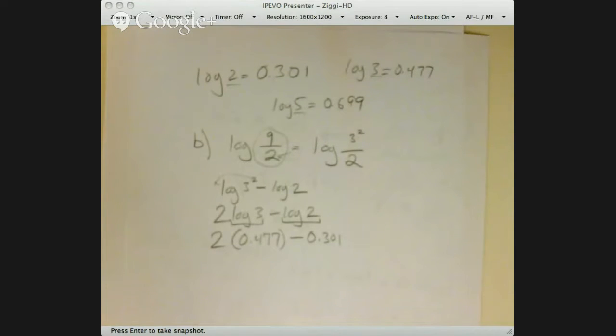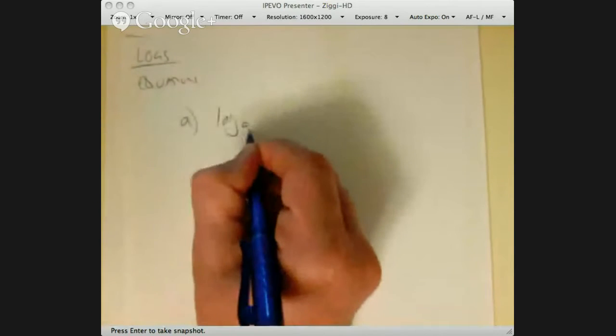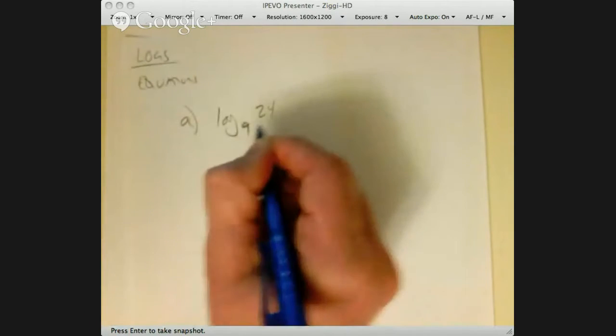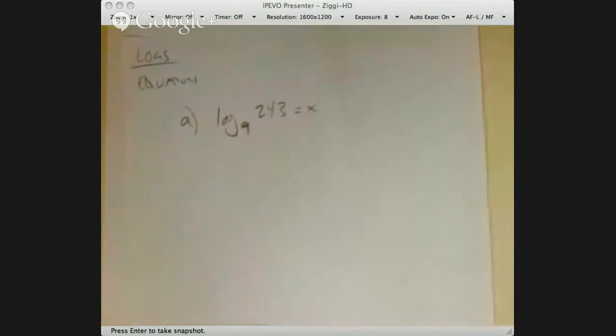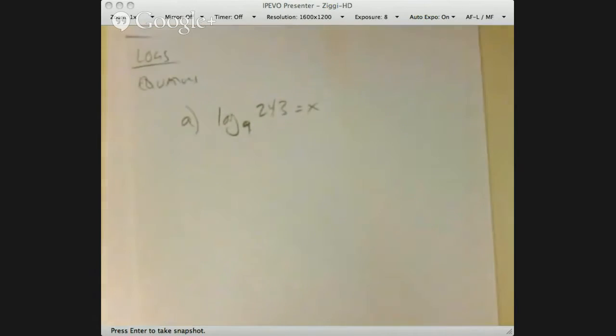What I am going to do now, though, is to get each of these different things for 21 and start talking about how to use logs to solve equations. And I think in the case of this, doing A and maybe C would be good problems to think about a little bit. In the case of A, we've got log base 9 of 243 is equal to x, and I'm going to solve for this.